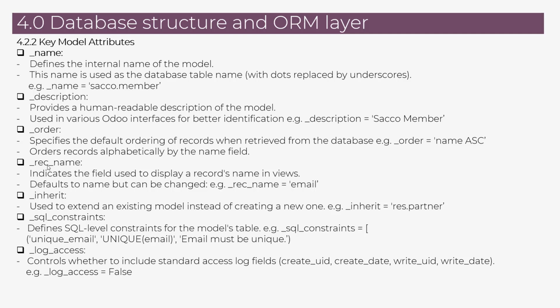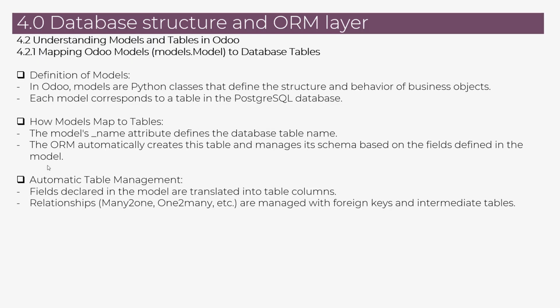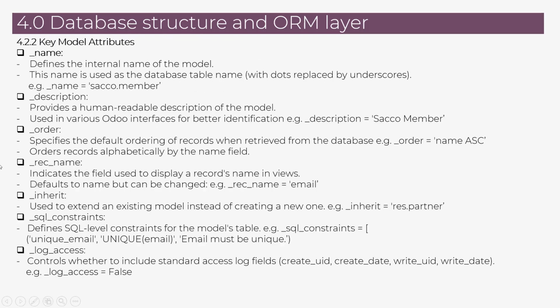Okay. Now, once we go to the key model attributes, the attributes for the ORM. For example, there is the name. This defines the internal name of the model. This name is used as the database table name. There is a description also, which provides a human readable description. There is order, which specifies the default ordering of records when retrieved from the database, say for example, in ascending or descending order. There is a record name. This indicates the field used to display the record's name in views.